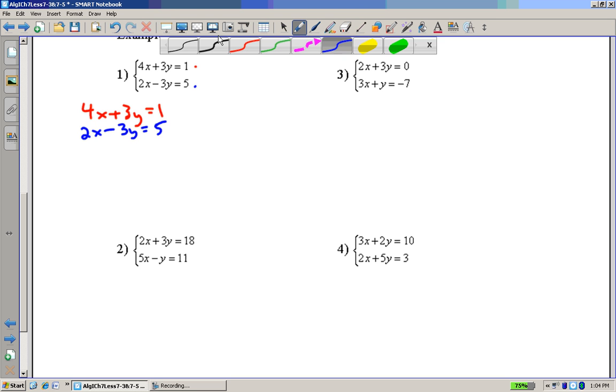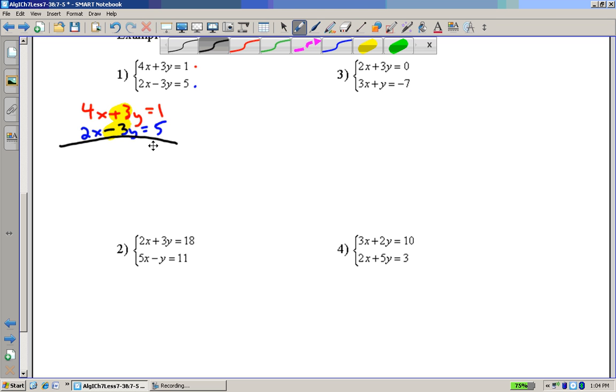Now what I'm looking for is to get opposites with either the x's or the y's. To start off with, we already have opposites. If you look here, we have a positive 3 and a negative 3. So this is very convenient. Now, we had spent much time trying to find these opposites earlier. Why in the world did we do that?